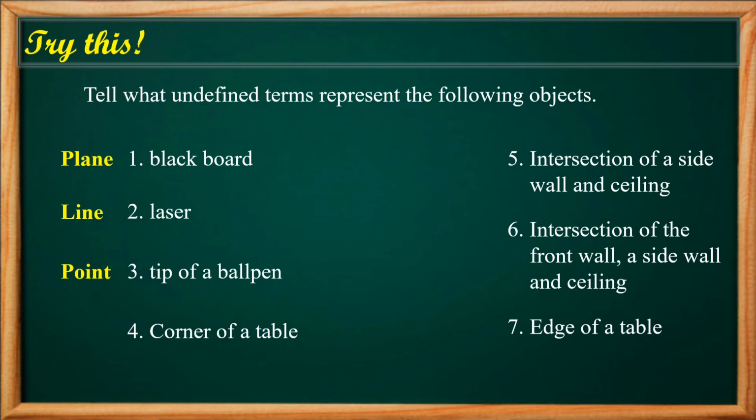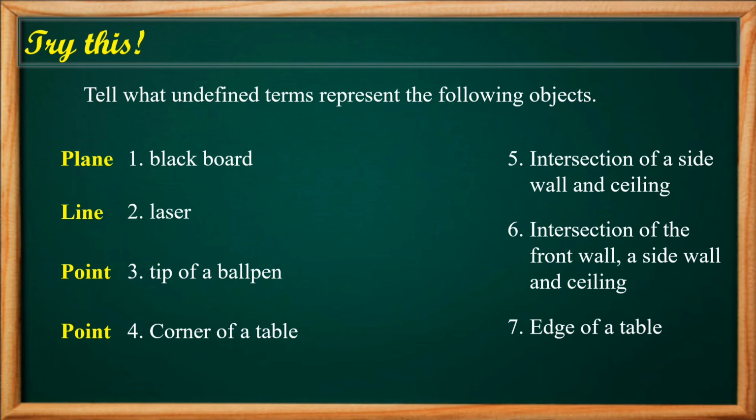Now, the third one, corner of a table. Corner, parang yung sa boxing, di ba? Yung sinasabi on the red corner, on the blue corner. Corner, ibig sabihin, nasa gilid. Corner, yun nga, corner. Okay? Corner of a table. It represents what? A plane, a line, or a point? It represents a point. Okay, nasa corner.